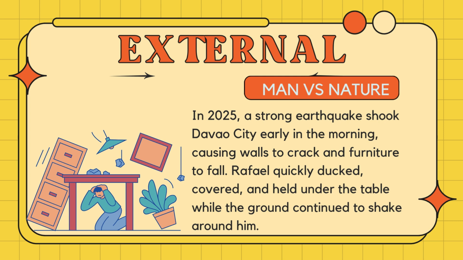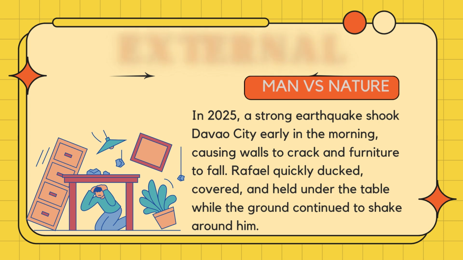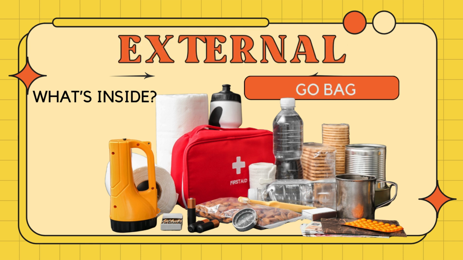One way of preparing for a natural disaster is having your own go bag. What is inside a go bag? First, it must have your basic needs like bottled water good for 3 days, canned goods, biscuits, your first aid kit, your medicines, also emergency items like flashlight, batteries, whistles, and your personal items such as clothes, blanket, face mask, toothbrush, toothpaste.